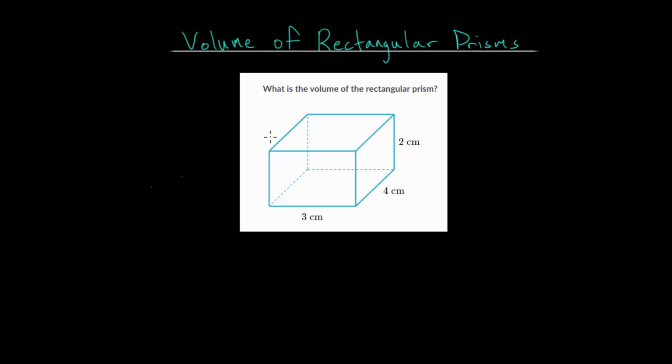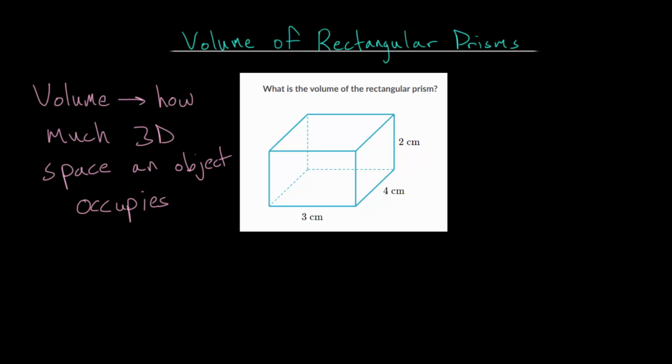In this video, I'd like to talk about finding the volume of rectangular prisms. So, what do we mean by volume, and what is a rectangular prism? Volume, we can define as essentially how much three-dimensional space an object takes up. So again, when talking about volume, we're talking about three-dimensional space, and how much it actually occupies.